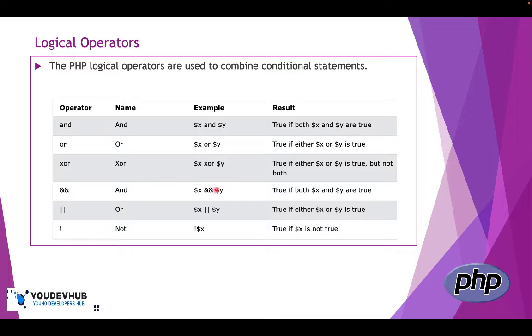We have the AND, true if both x and y are true. It's the same thing as the first AND here. We have the OR, the same thing as this OR. And we have the NOT, true if x is not true. So for this, we can go ahead and compare what we have and also see what we can do about that.